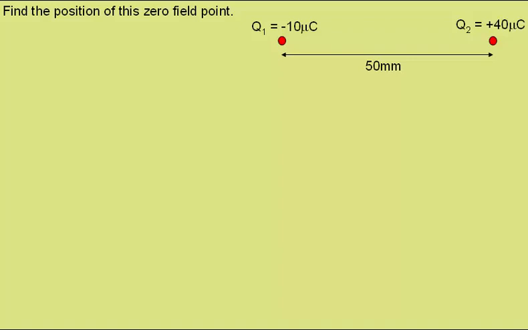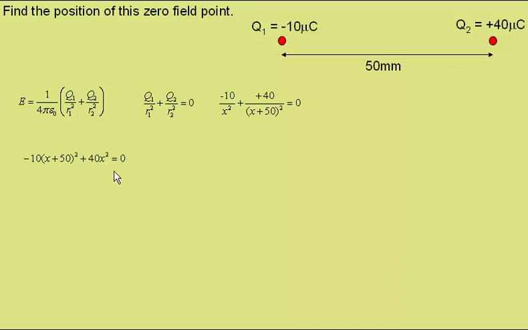Now we're asked to find the position of this 0 field point. Well, again we can use this expression, and this part is made entirely of constants, so cannot be 0. Therefore this part must be 0, which I've written here. Now we can put in the values. Q1 is minus 10. I've missed off the microcoulombs, and I've missed off the units here as well, just for clarity. And we'll call the distance to this side of Q1 x. Q2 is plus 40, and that will be x plus 50, and this equals 0.